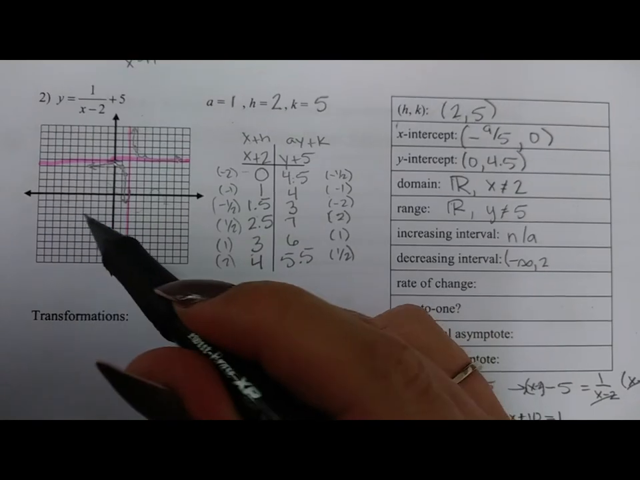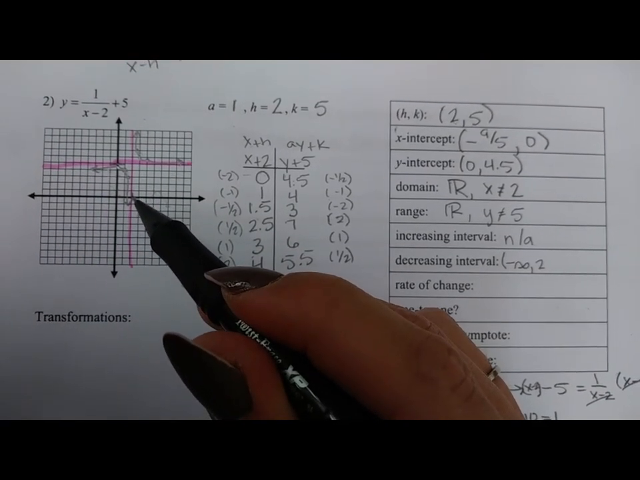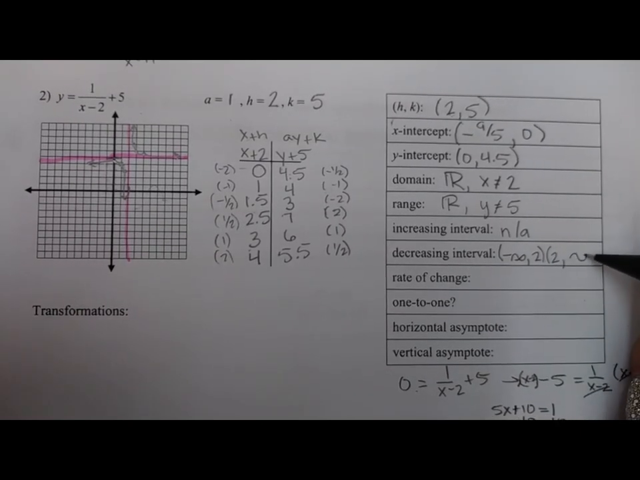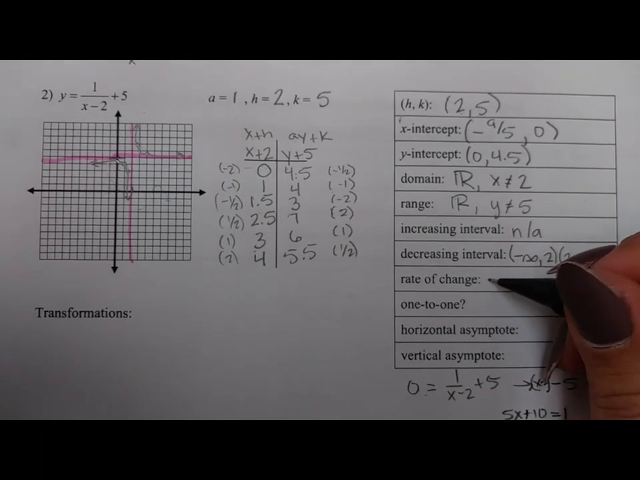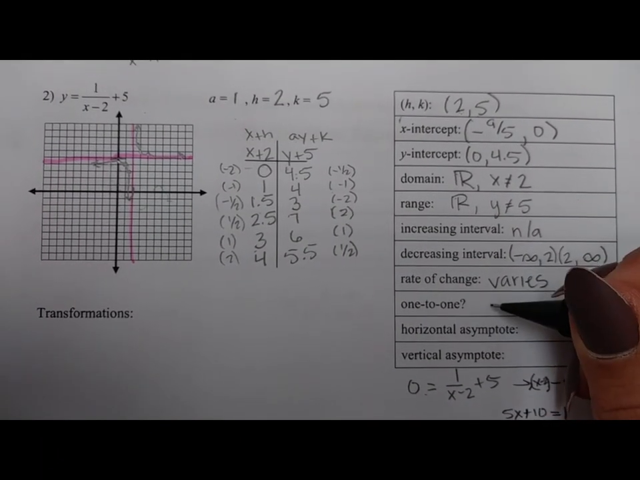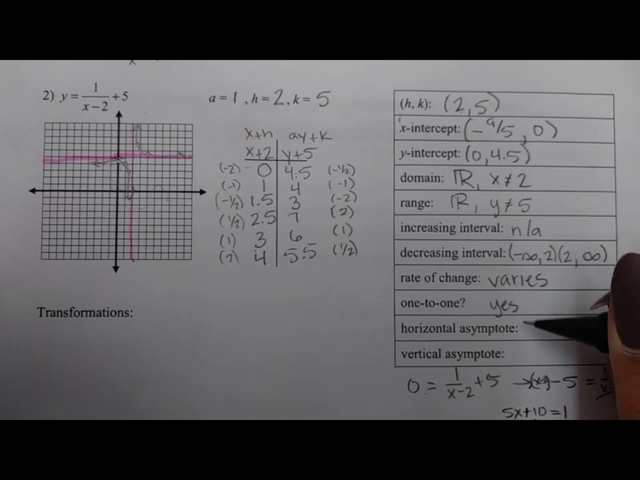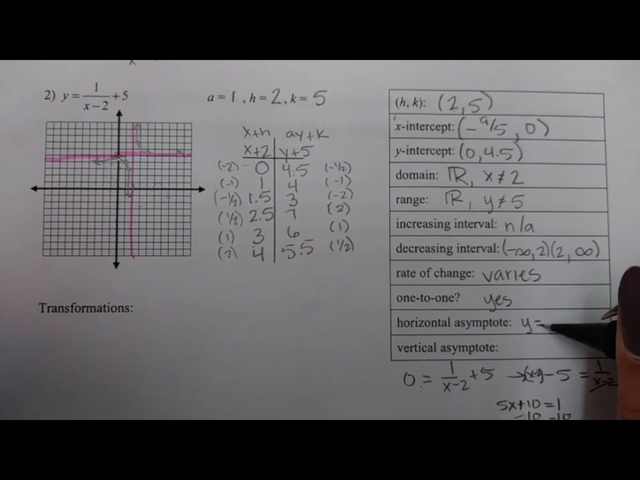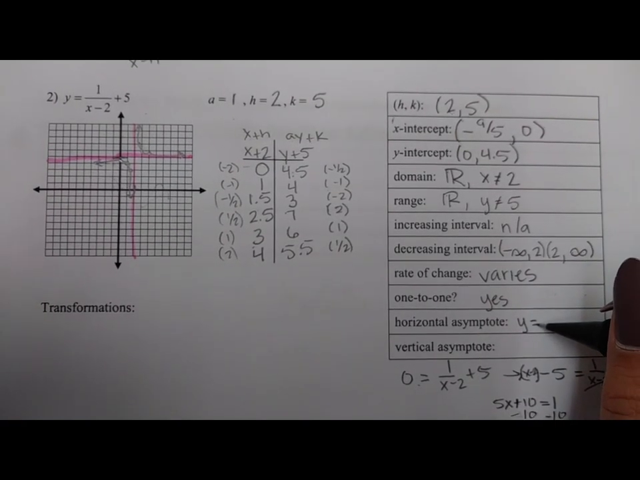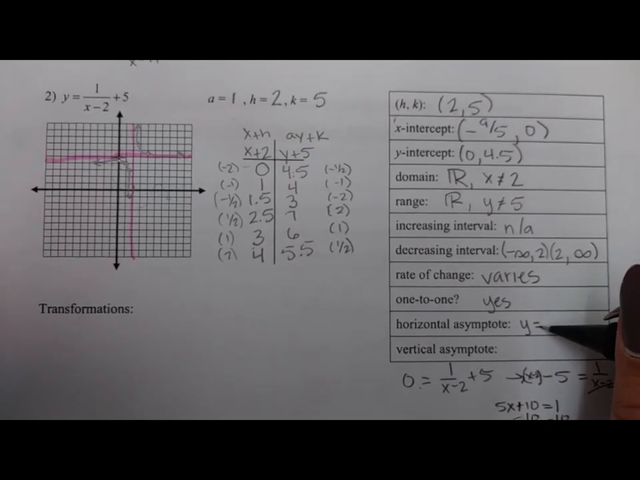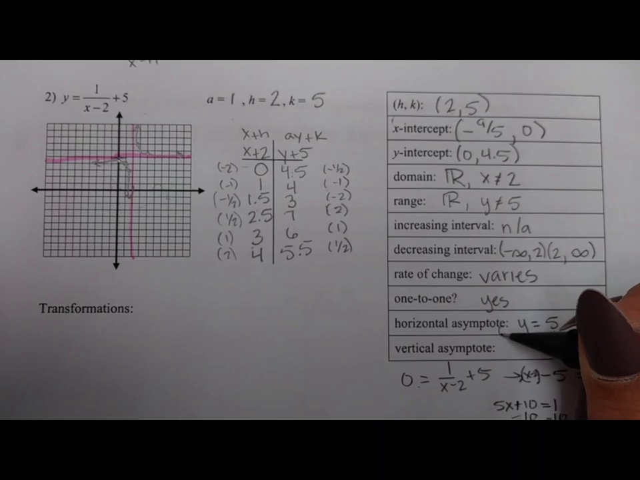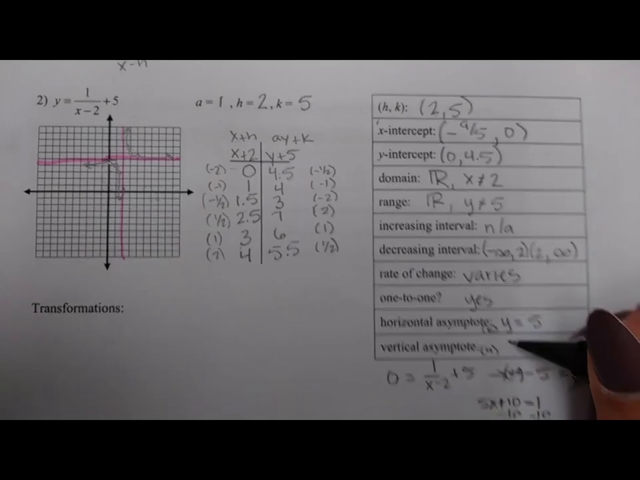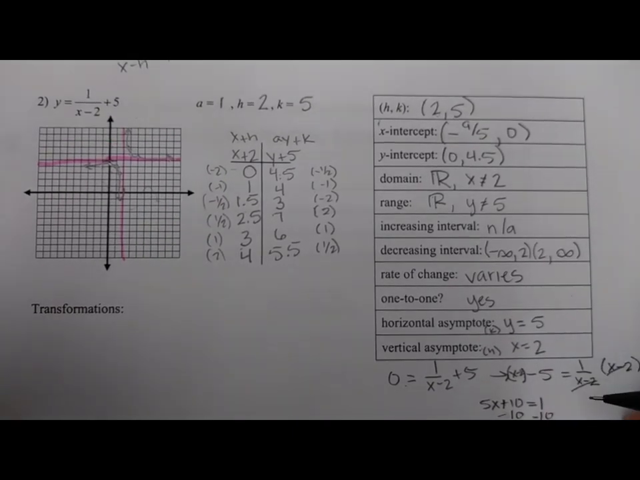Remember, because we're moving left to right, we go by the x-axis. Then we skip 2, and we continue on into infinity. Our rate of change varies. Our 1-to-1 is yes. Our horizontal asymptote is y equals 5, right? Because we should look at our k. And our h will give us x equals 2.